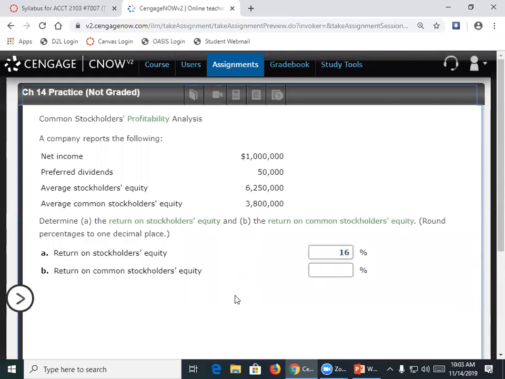And then return on common stockholders' equity, remember we have to take net income minus preferred dividends. So that would be what? 950,000. And then we're going to divide it by average common stockholders' equity of 3.8 million. So 950,000 divided by 3.8 million. So what's my return on common stockholders' equity? 25%. Good, 25%. And your return on common stockholders' equity is generally higher since you're removing out the preferred dividends, and you're only looking at common stock.